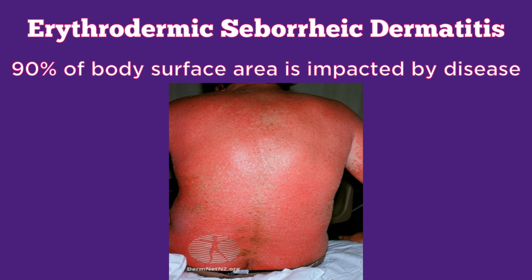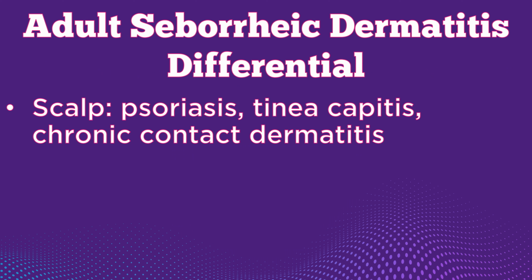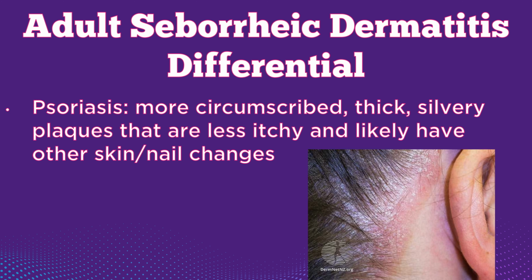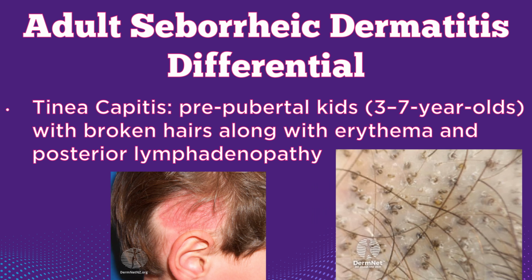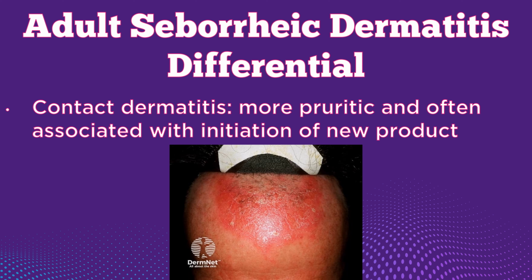Some conditions on the differential for Seb Derm on the scalp include psoriasis, tinea capitis, and chronic contact dermatitis. Psoriasis usually presents as more circumscribed, thick, silvery plaques that are less itchy and patients likely have plaques elsewhere on their body along with the nail changes, so do a thorough skin check if you aren't really sure. Tinea capitis presents in younger kids aged 3 to 7 who don't get Seb Derm because they're prepubertal and they're not infants. And there are classically broken hairs to go along with the erythema, along with posterior lymphadenopathy. Patients with contact dermatitis may have more pruritus and may have also started a new product recently, such as a shampoo.